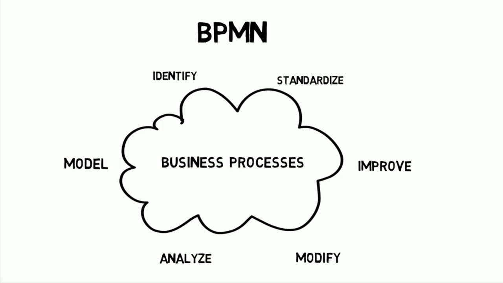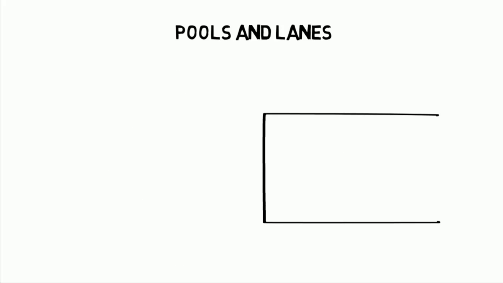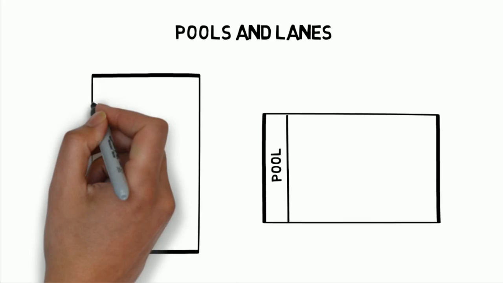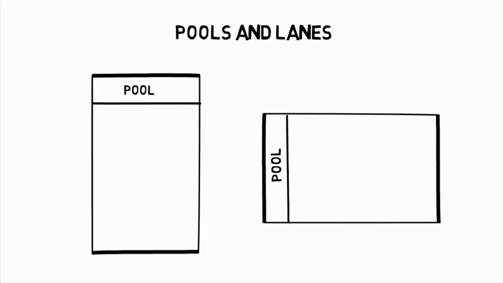help of automation. So what are pools and lanes, and what are they used for? A pool is a graphic container drawn as a rectangular region, drawn horizontally across the diagram or vertically down it. A lane is a subpartition within a pool and extends the entire length of that pool.